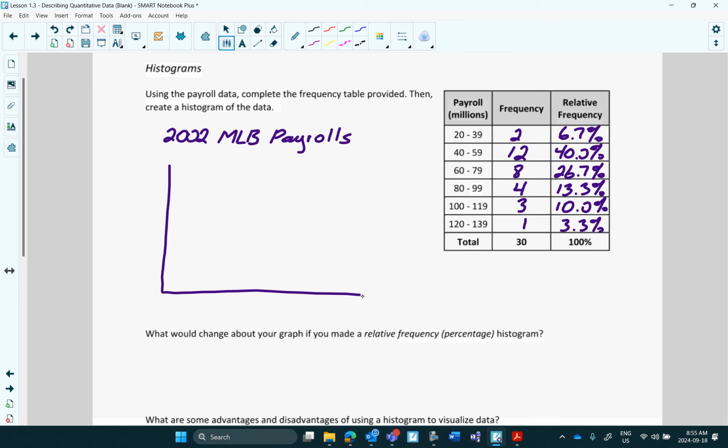So here we're going to have the payrolls, right? Separated into the intervals. So I'm just going to do it like this: 20, 40, 60, 80, 100, 120, 140. So I'm going to put those numbers in.